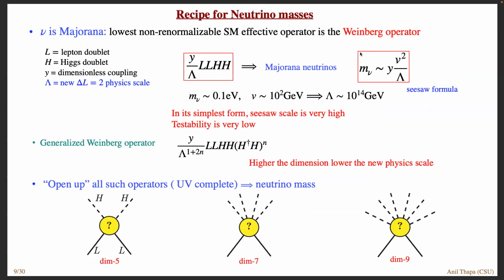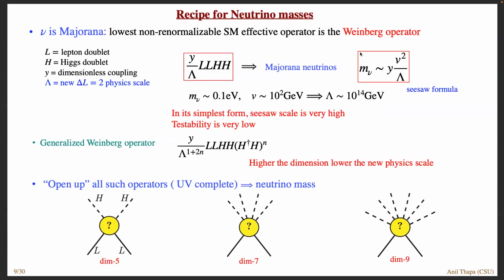So here's the recipe for neutrino masses. How do you generate neutrino mass? What you do is, if the neutrino is Majorana, the lowest non-renormalizable Standard Model effective operator is the Weinberg operator, which is LLHH. L is the lepton doublet, H is the Higgs doublet. This Y is a dimensionless coupling, lambda is some new physics scale.